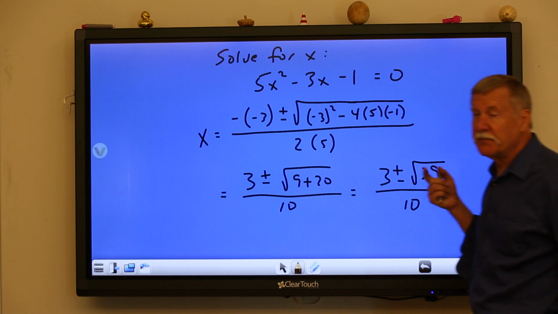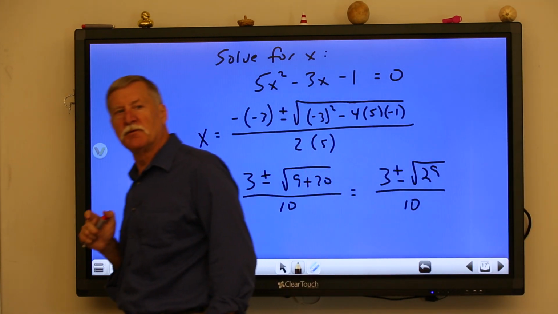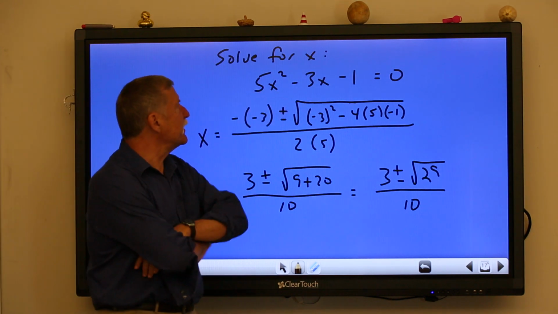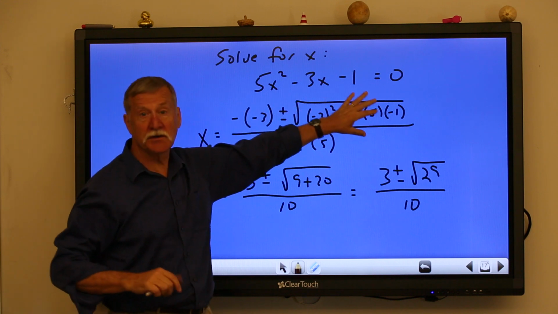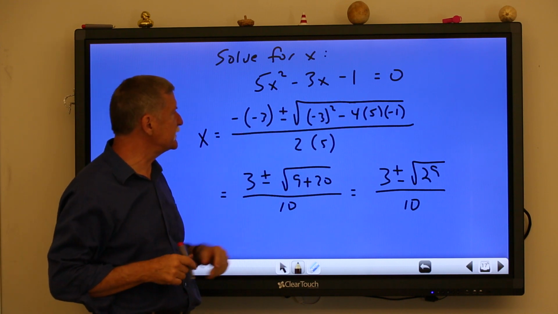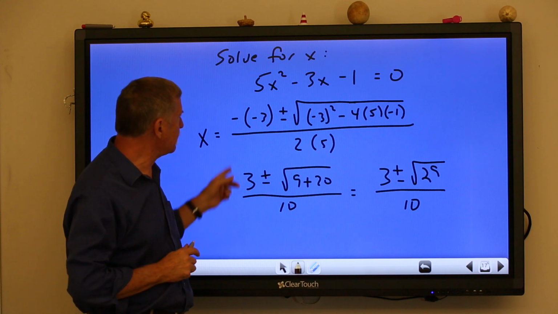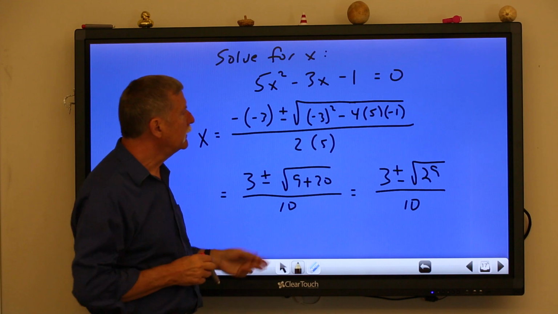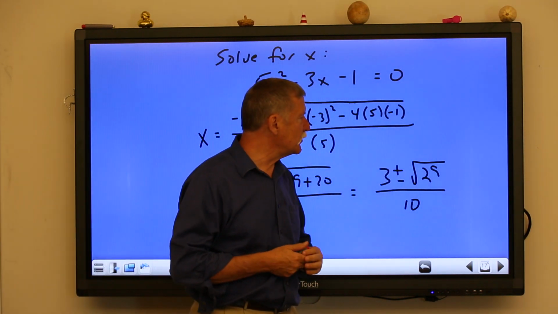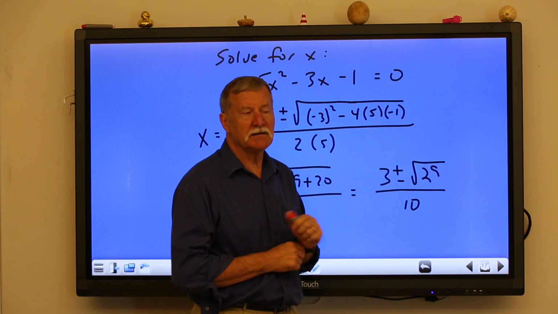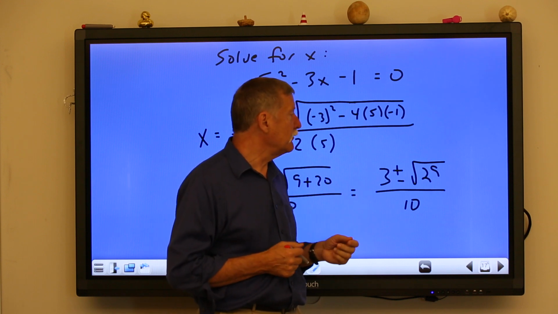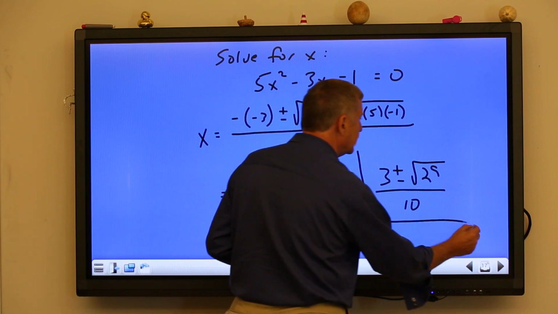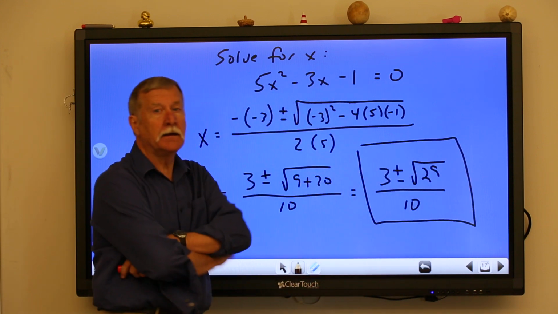the thing is, life doesn't always give you factorable trinomials. So if we were to solve this one, 5x squared minus 3x minus 1, and we plug all this into the quadratic formula, a's, b's, and c's, we would wind up with 3 plus or minus the square root of 9 plus 20 over 10, which is 3 plus or minus the square root of 29, which is not a nice whole number, all divided by 10. In which case, that's the answer, and you just leave it like that.